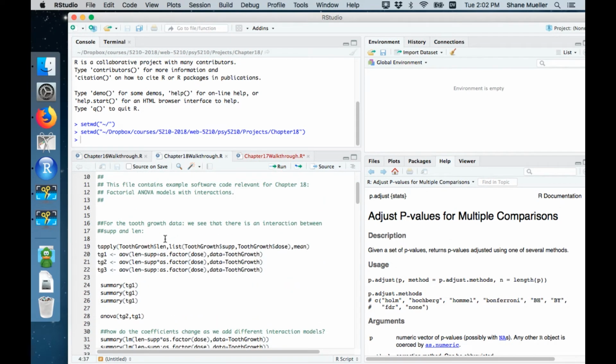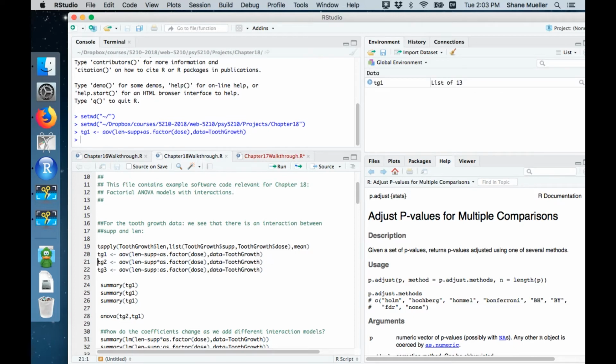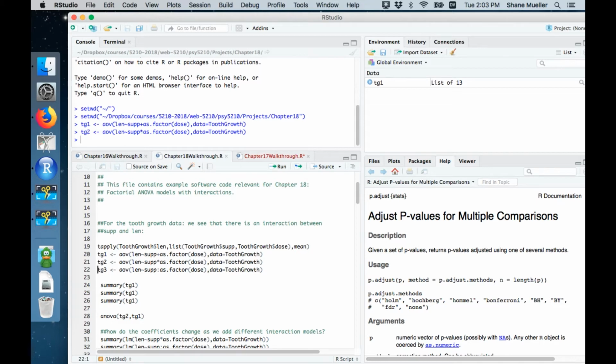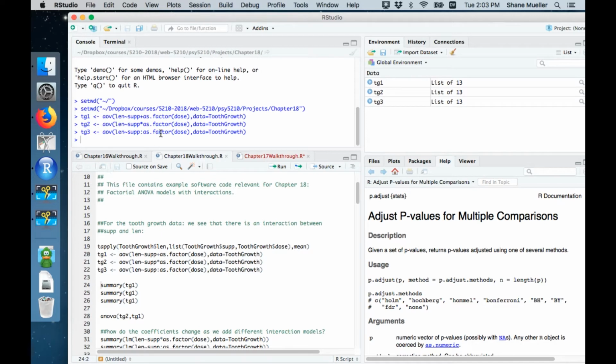So previously, to make a regression model, we had just done something like this. We'd taken supplement, and again, now we're using dose as a factor in this tooth growth data. And now to make an interaction, there are two ways you can do it, which are sometimes a little different. They're different. Sometimes they're a lot different, but sometimes they're basically the same model.